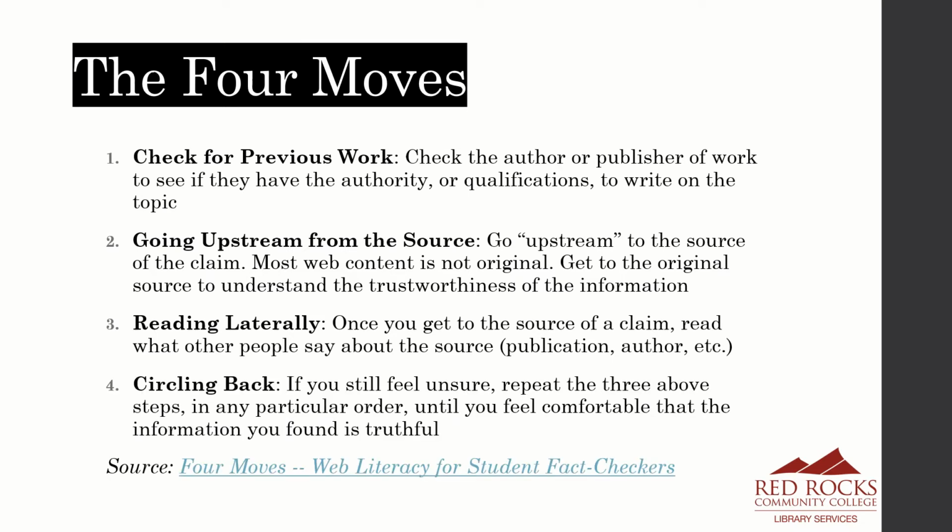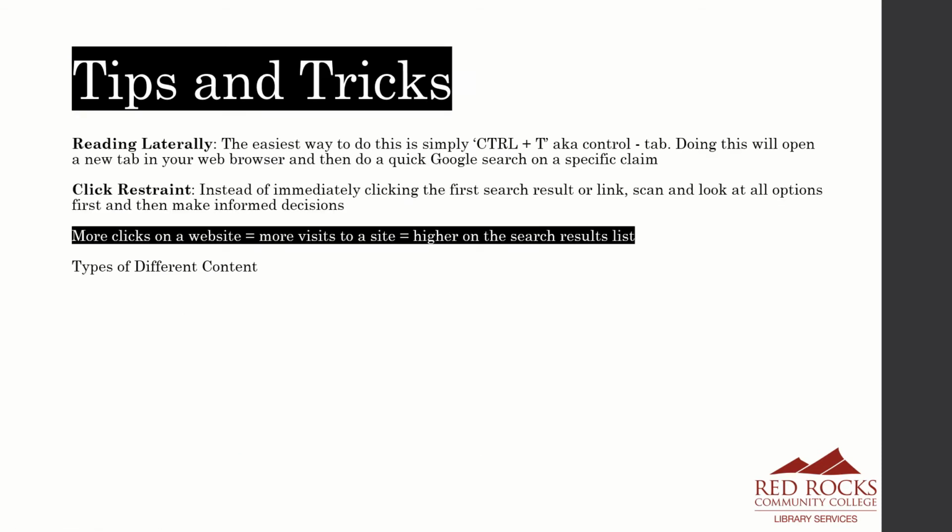And lastly, circling back. If you feel unsure, repeat any of the 3 steps above in any particular order. You're more likely to take an informed path with different search terms and better decisions. These tips and tricks we're about to discuss are skills you should use while performing the 4 moves. This ensures you can tell whether the information you are looking at is true, false, or misleading.